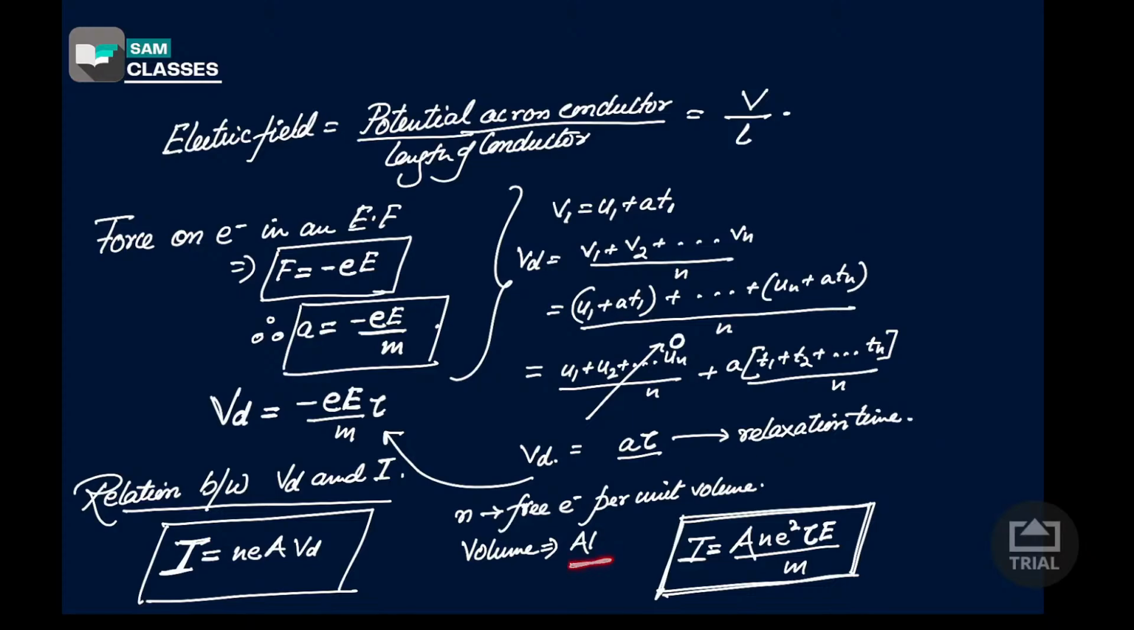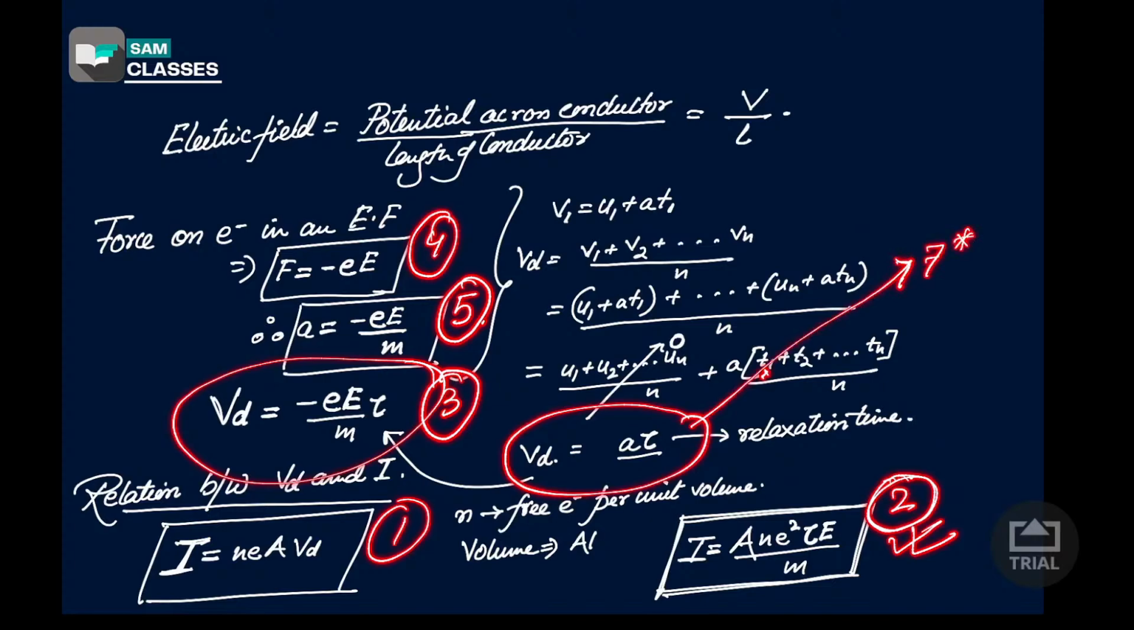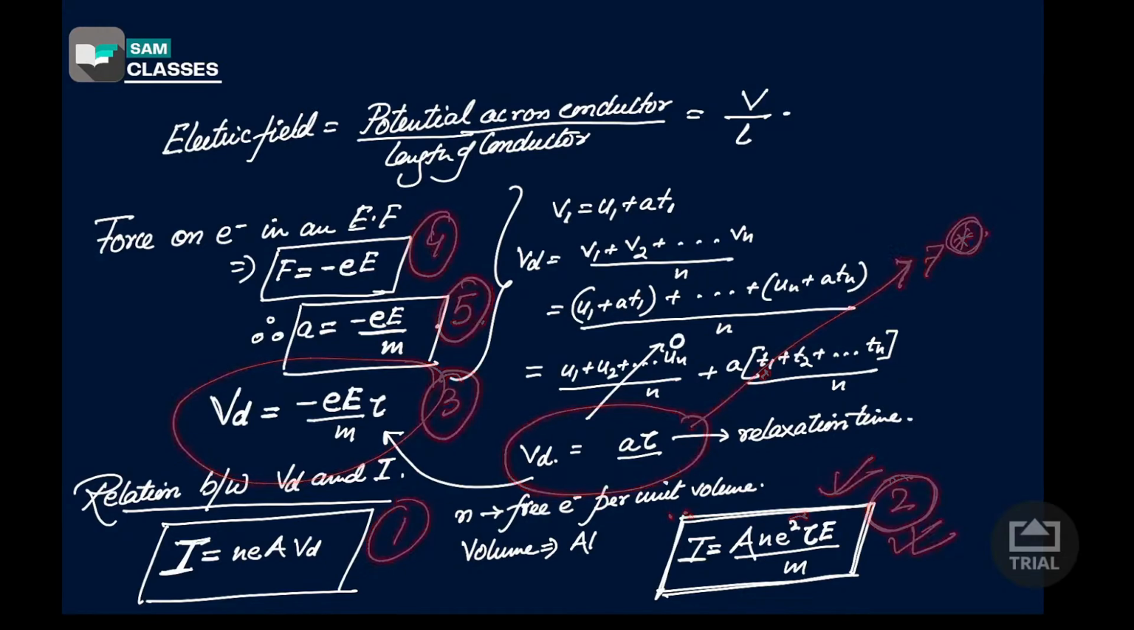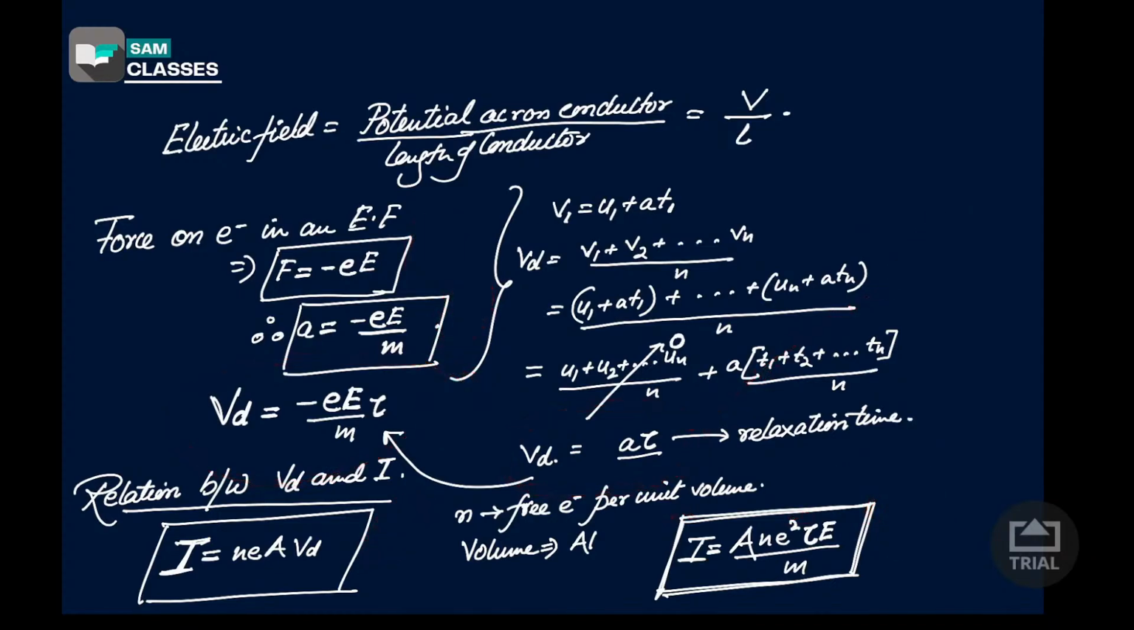Next, current formula, I is equal to n e A Vd, and I'm not going for the derivation part. If I'm taking volume is equal to AL, now I is equal to, we can go with this formula also, A n e square tau E by m. Both the formulas I need. This is very important. This is the third formula. Fourth, mark it down, write it down. Fifth, this we use very rarely. Even if you don't remember it, okay, but these 5 formulas are very important. Do write them down, everybody.